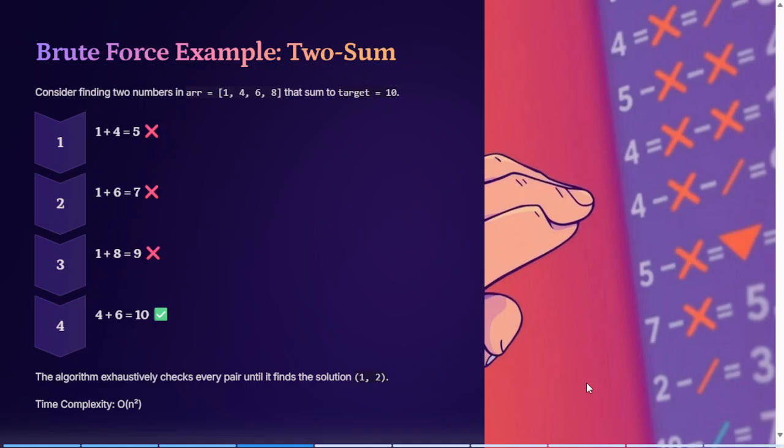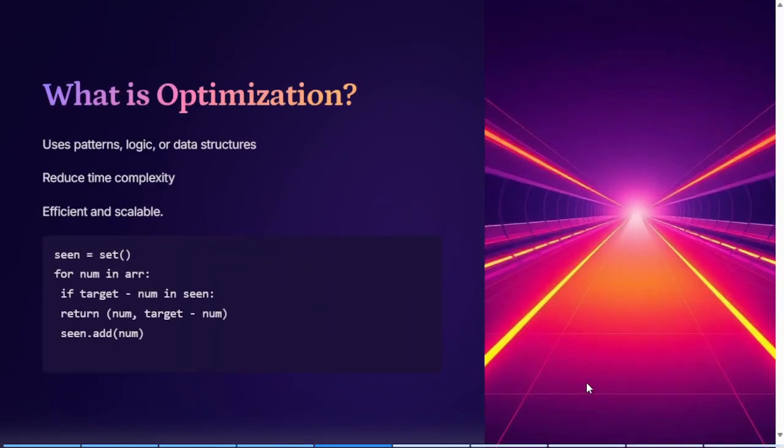If we use optimization over here, what does optimization do? It looks for a smarter way. It uses logic, patterns, and data structures that reduce the time complexity, and it is efficient and scalable as well. You are going to track the list and find the two numbers that sum up to the target. Here we are not using any nested loops. We are just using an if condition in one for loop, so it will take time big O of n.